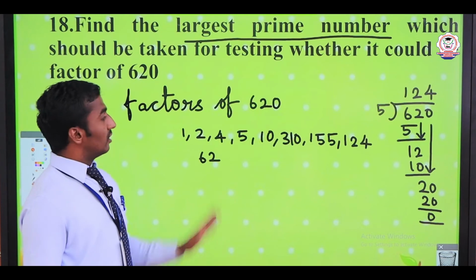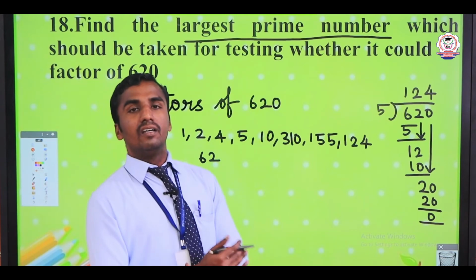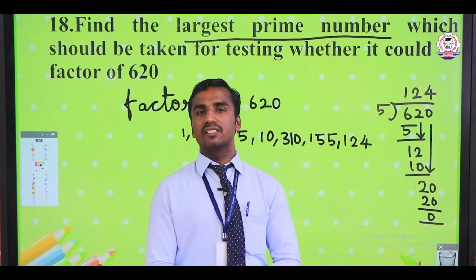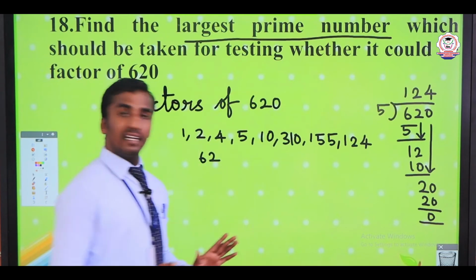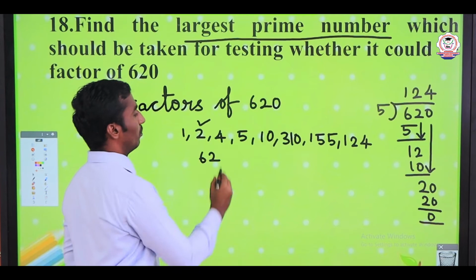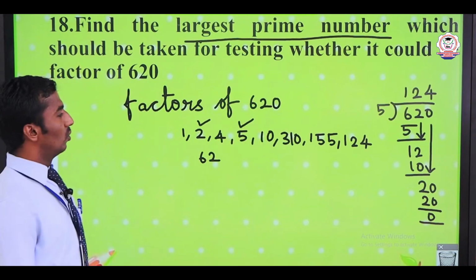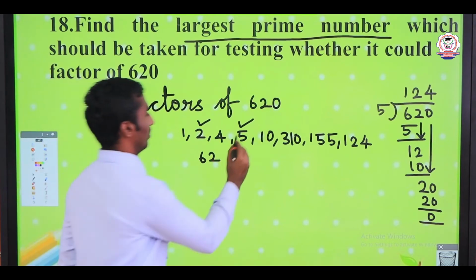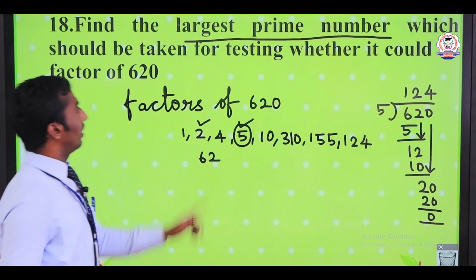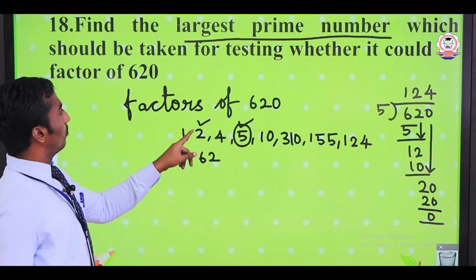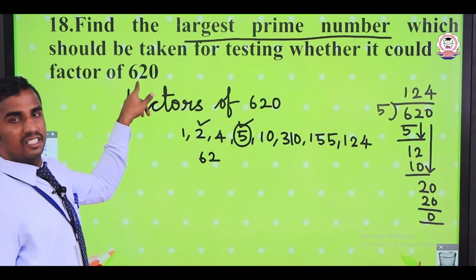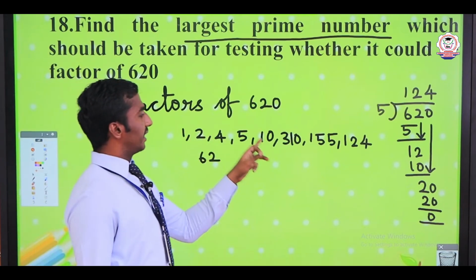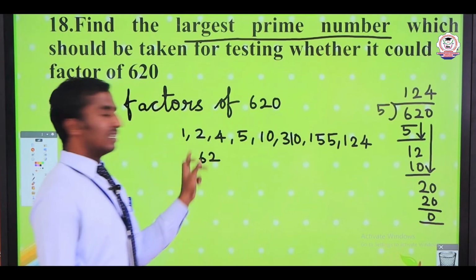So next, listen, the prime numbers. What do we mean by a prime number? A prime number has exactly 2 factors, 1 and itself. Here 2 and 5 are prime numbers. So the largest prime number here is 5. 5 is the largest prime number that divides 620.